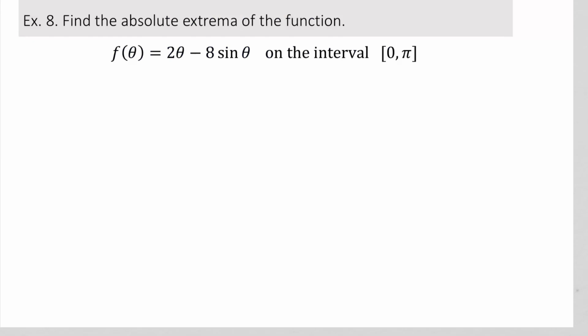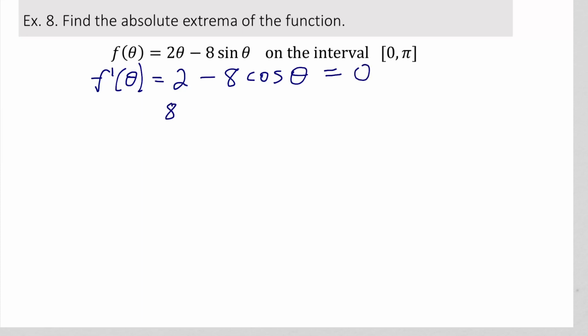Okay, so this time we have a trig function over a closed interval, so we're guaranteed, if this is continuous, which it is, trig functions are continuous. Well, sine functions are continuous. I'm guaranteed to have an absolute max and an absolute min. So we're going to find our critical values first. So first derivative, 2 minus 8 times the cosine of theta. Set that equal to 0 and solve for theta.